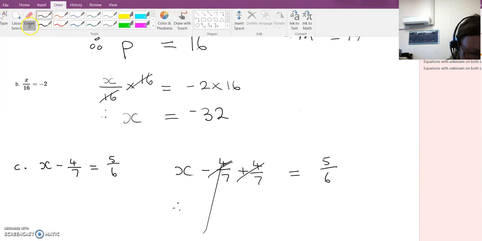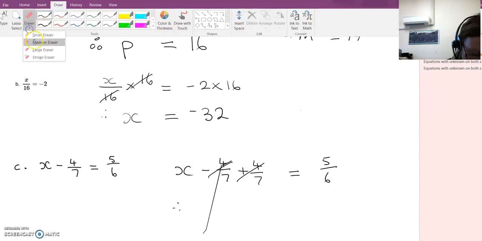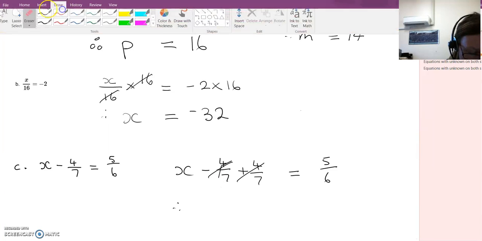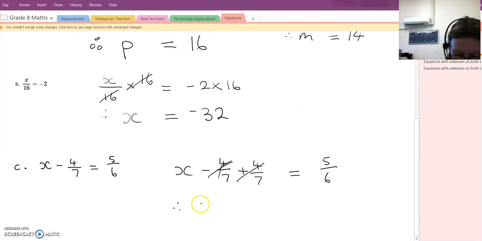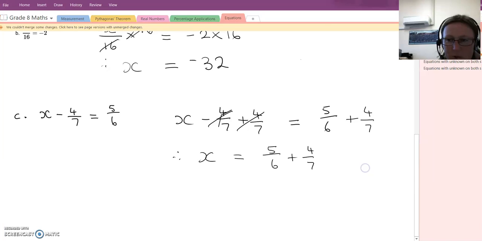So subtracting 4 over 7 and adding 4 over 7 cancels, leaves me with x on the left-hand side. I added 4 over 7 to the right-hand side so that they would cancel, and that's okay as long as I add 4 over 7 to the right-hand side. Whatever I do to one side, I do to the other. So I've got x is equal to 5 over 6 plus 4 over 7.